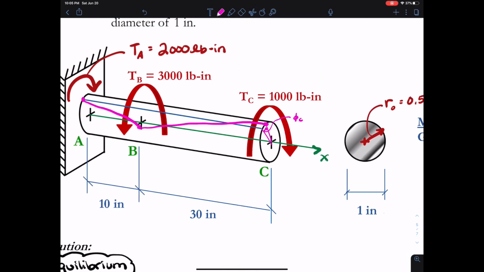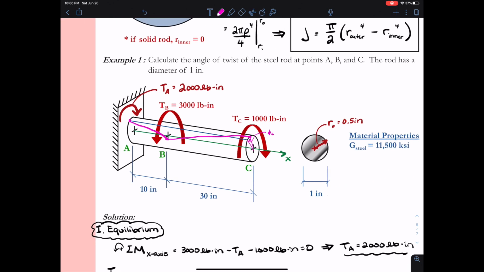All right, we'll get better at these as we do more practice with them, but go ahead, take a look at the next example to apply the torsion formula.